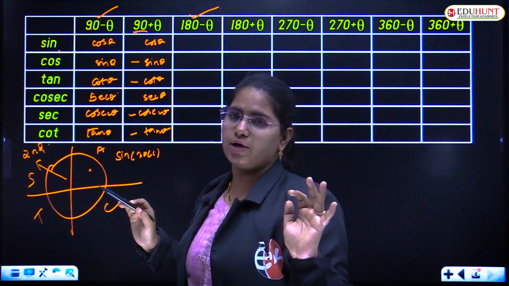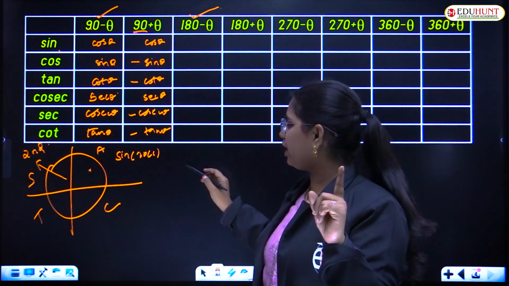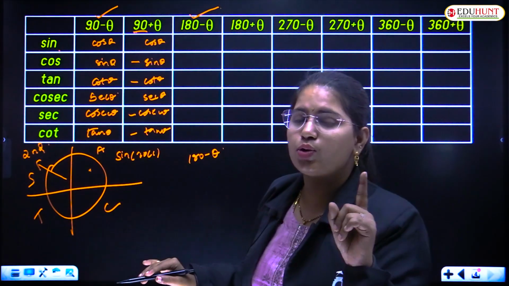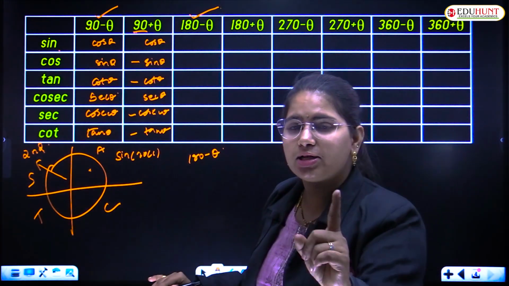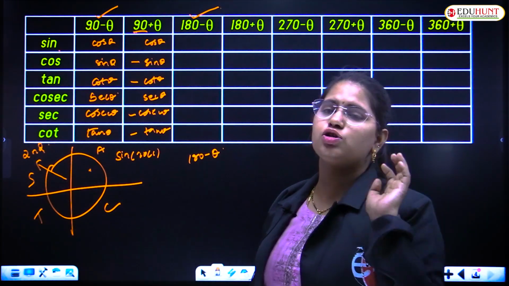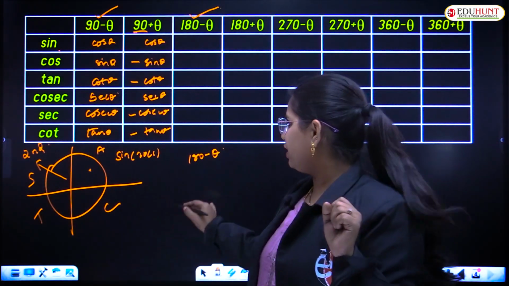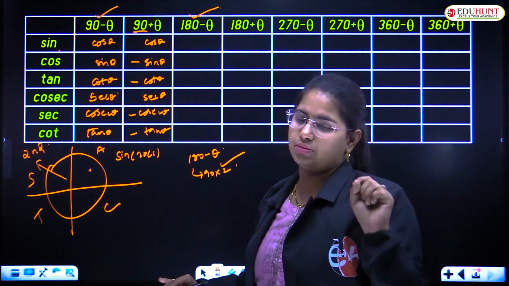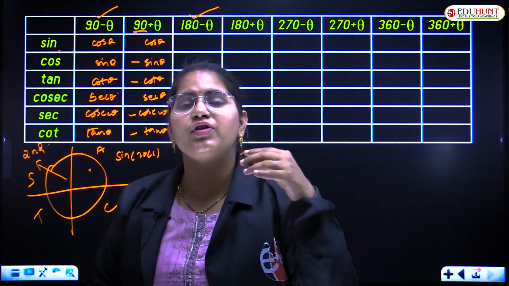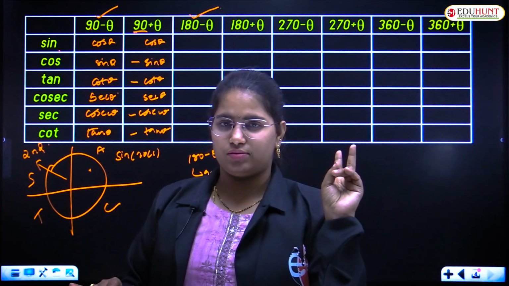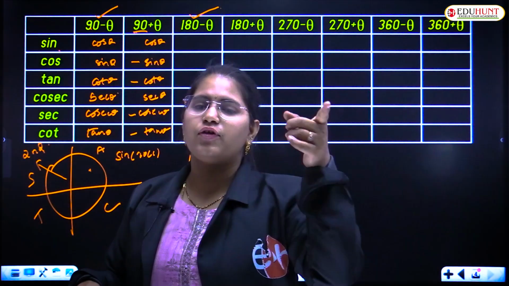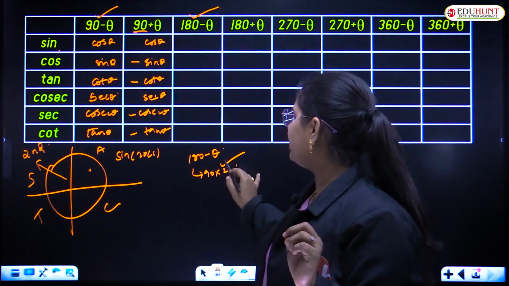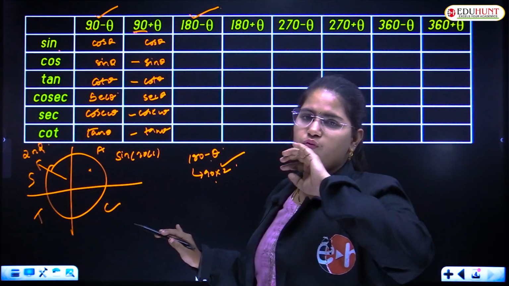Let's check with the third one. 180 minus theta. First you need to check whether 180 is an even multiple of 90 or an odd multiple of 90. 180 can be written as 90 times 2, and 2 is an even number. Even number means the function will not change. Odd function, function changes. Even function, function does not change. Sine 180 minus theta is an even function, so the function will not change.